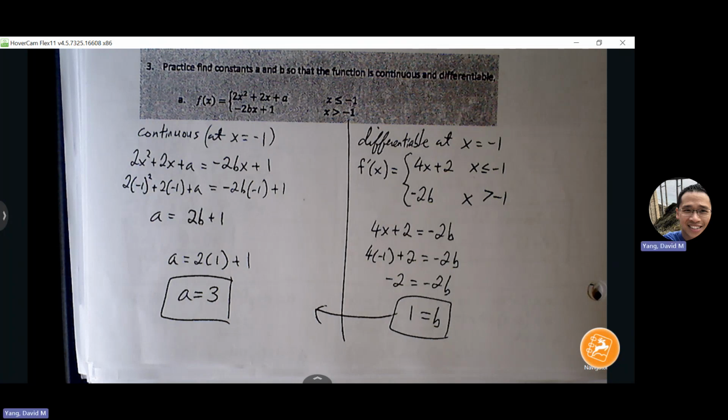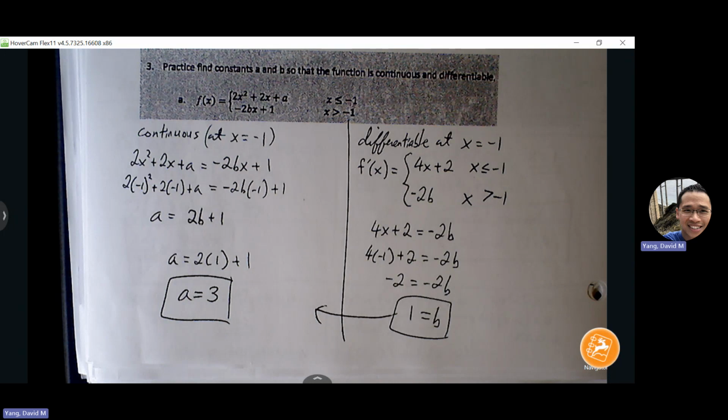I want you to understand the process, but I also want you to understand the reasoning behind it. Why are we doing this? Because we want the graphs to behave a certain way in order for the graph to connect and be smooth in that transition. So if A is 3 and B is 1, that will ensure that the graph will connect nicely between them.